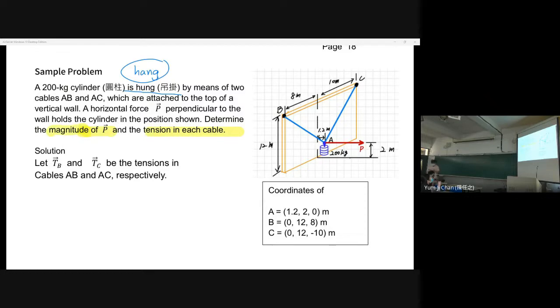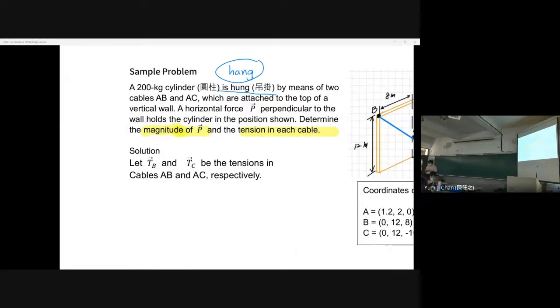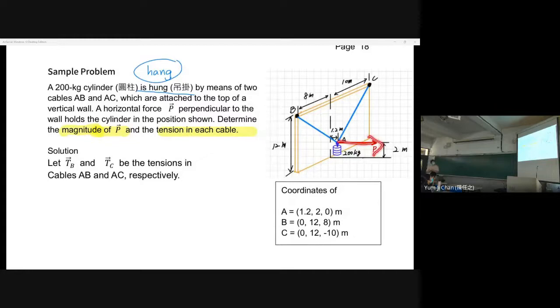So you need to calculate tension in AB and tension in AC and P. These three quantities. Also, we need to determine P. We need to determine this force, and we need to determine this force. Okay.